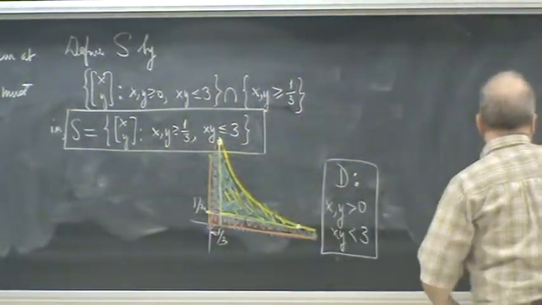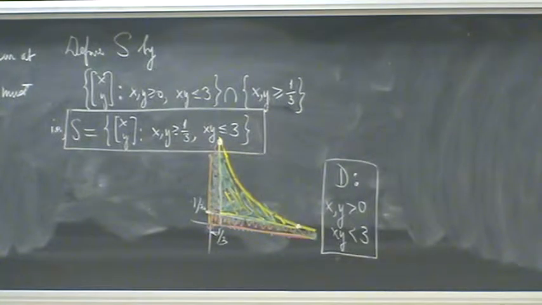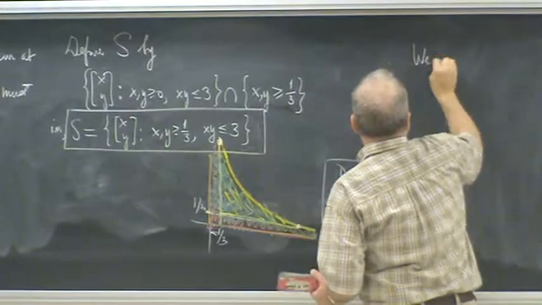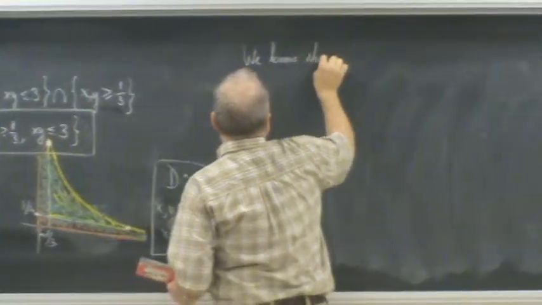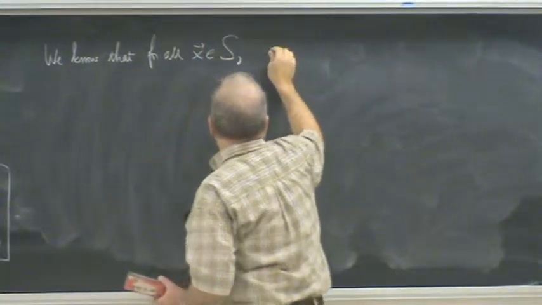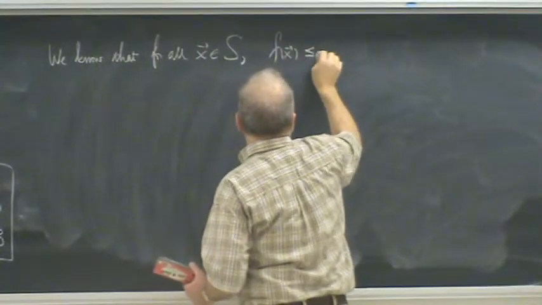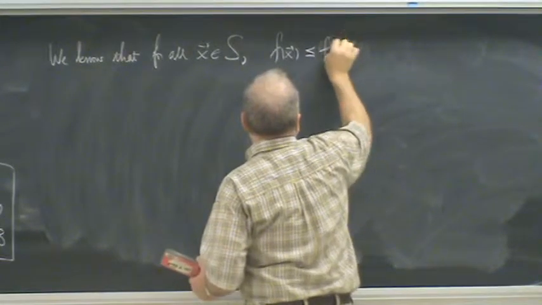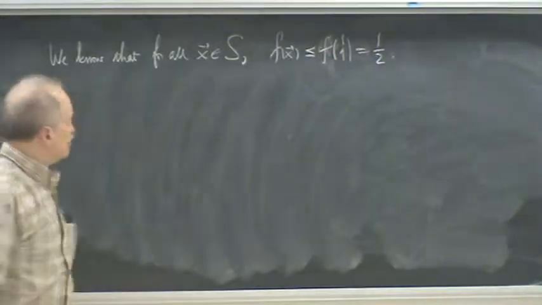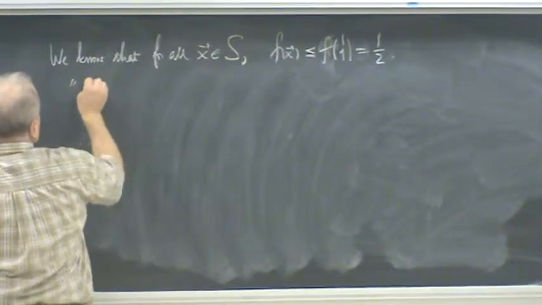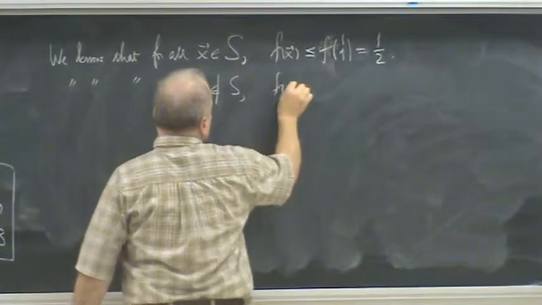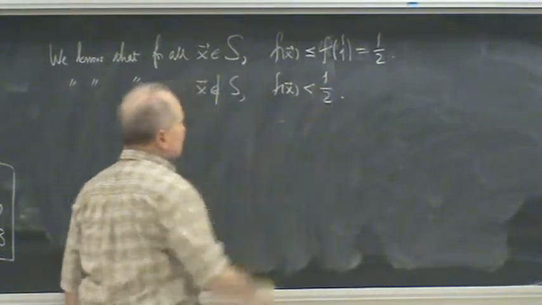I sort of said it in words. We know that for all x in my compact set, f of x is at most one half. f of 1, 1 is a half. And then for all x outside of S, it's less than all x inside. We also know that for all x outside of S, f of x is strictly less than a half.